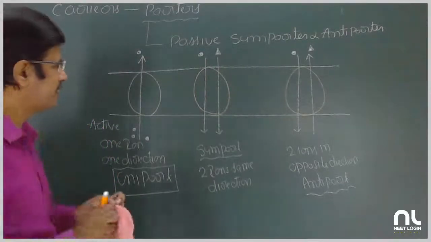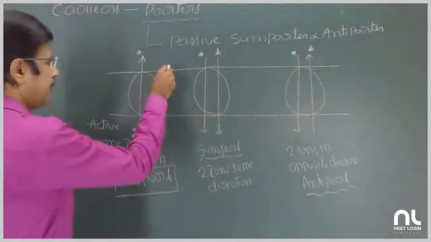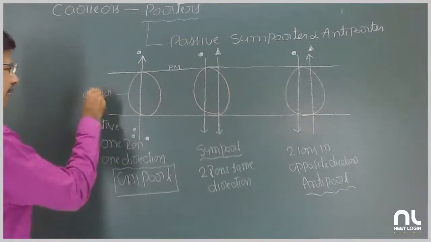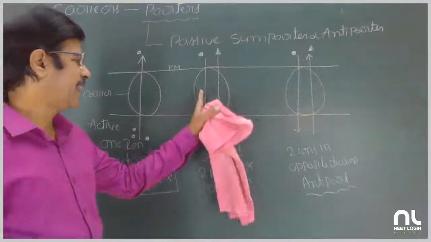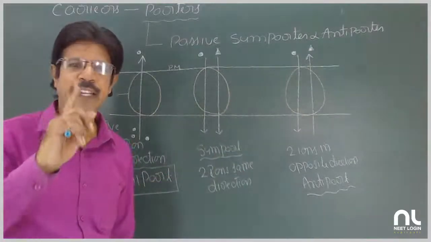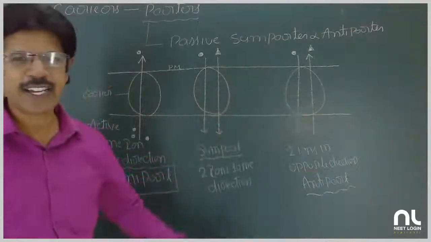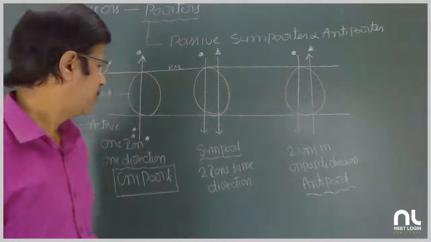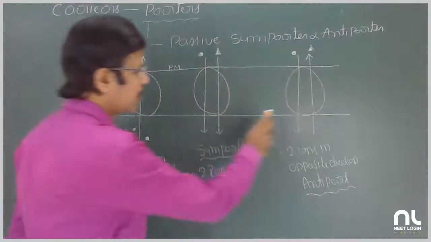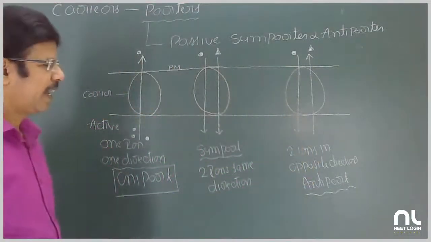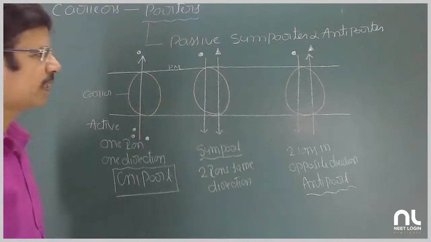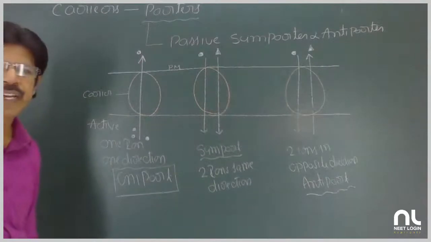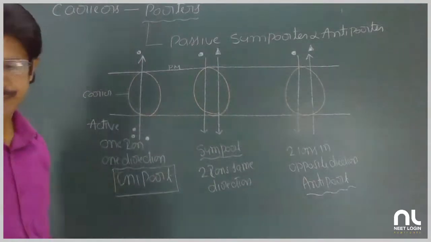You see further in this, it is the plasma membrane and the carrier. How many carriers are involved in case of symport? One carrier is involved in symport, two ions at a time in the same direction. In antiport it is the opposite direction. So uniport, symport and antiport.